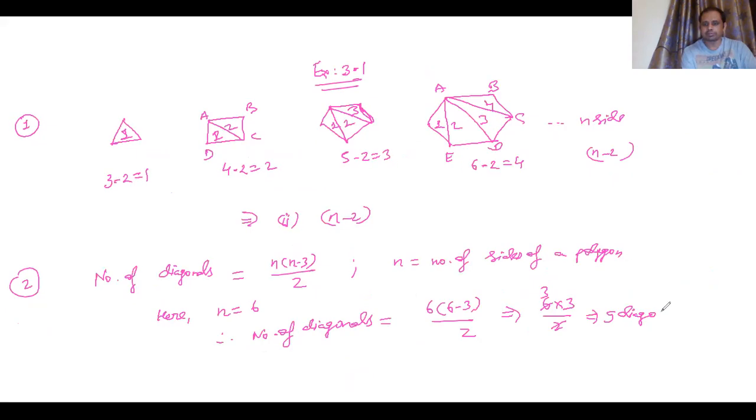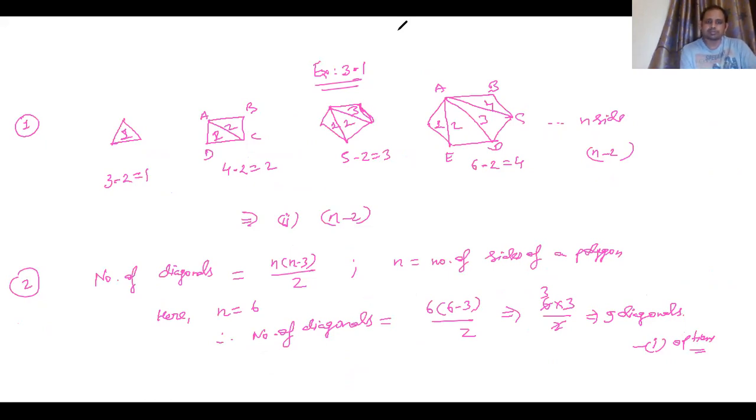9 diagonals. Which is option number second? Which is option number first? Option number first. Now, third one.